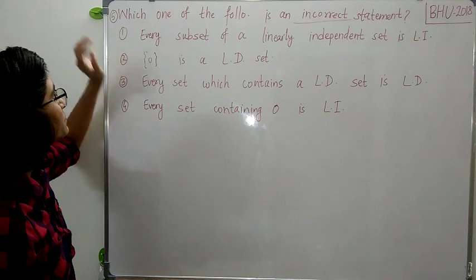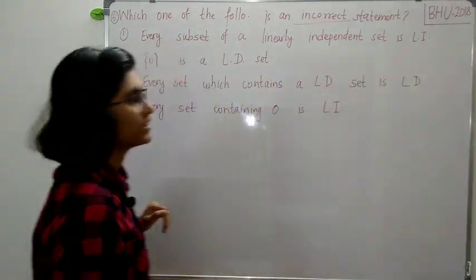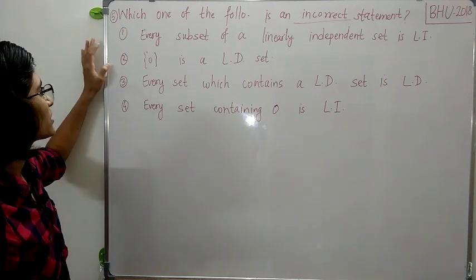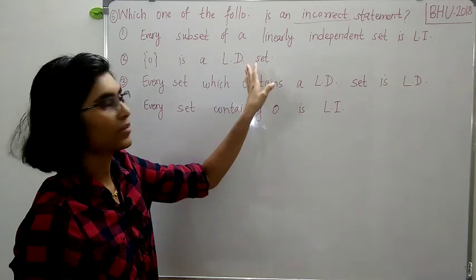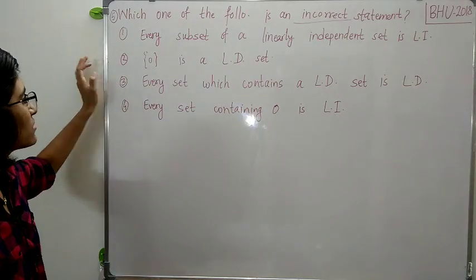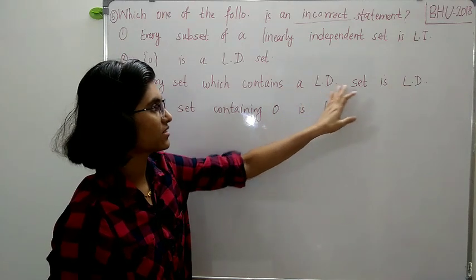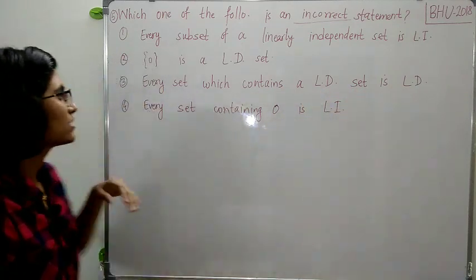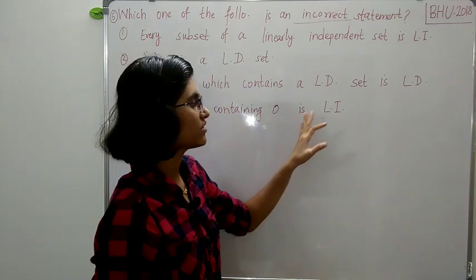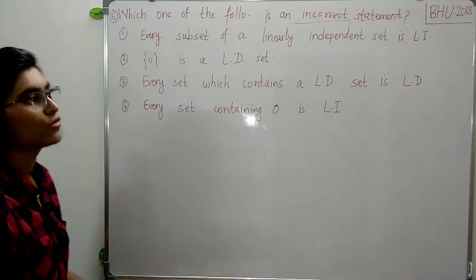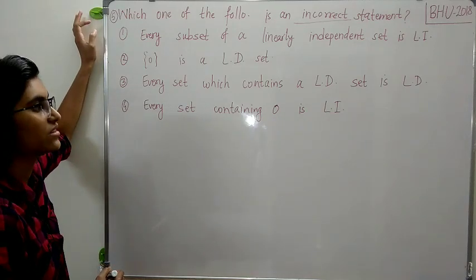First option is every subset of a linearly independent set is linearly independent. The second option is the singleton zero set is a linearly dependent set. The third option is every set which contains a linearly dependent set is linearly dependent. And the fourth option is every set containing zero is linearly independent. So let us first see the definition of linearly independent set.